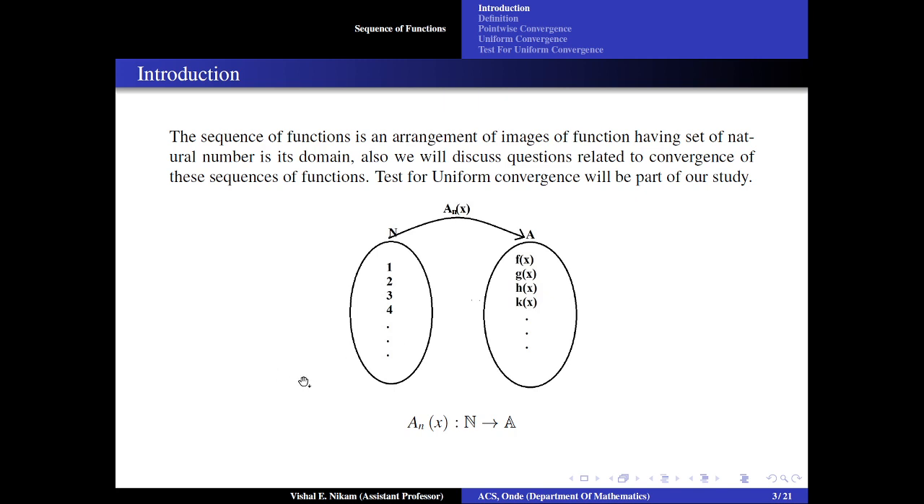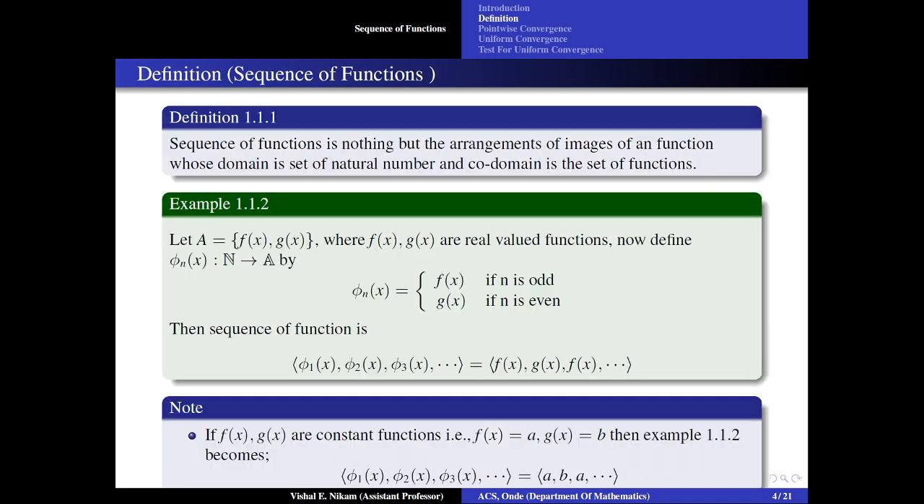What is meant by the natural order? In the natural numbers 1, 2, 3, 4, 5, and so on, at the first place we arrange f of x, second place g of x, third place h of x, fourth place p of x. In this way, we are arranging the functions in the natural order. This is called a sequence of functions. This is the definition: a sequence of functions is nothing but the arrangement of images of a function whose domain is the set of natural numbers and codomain is a set of functions, or a subset of the set of functions.